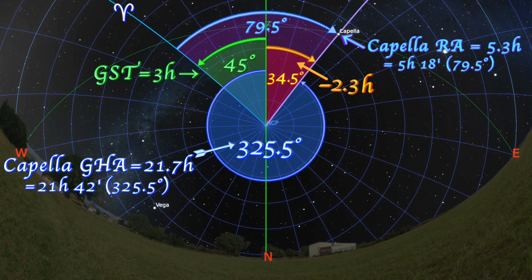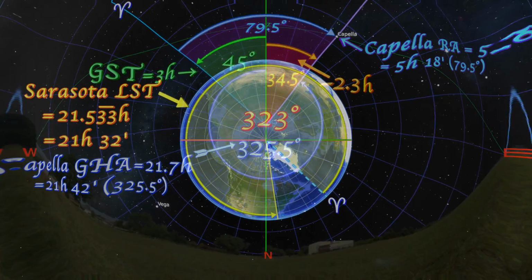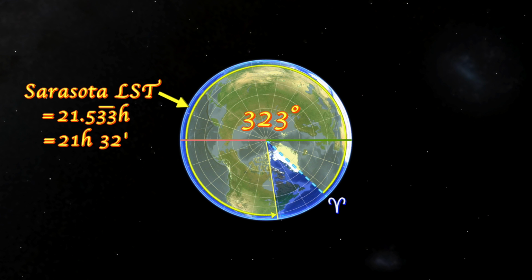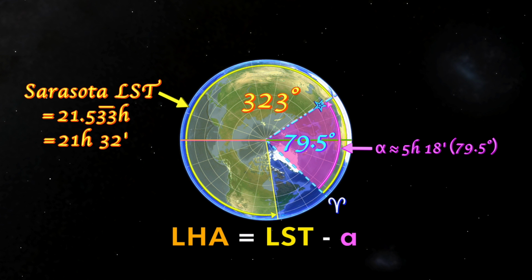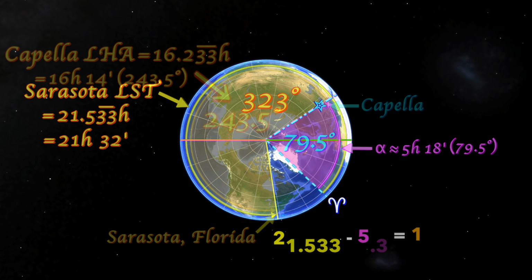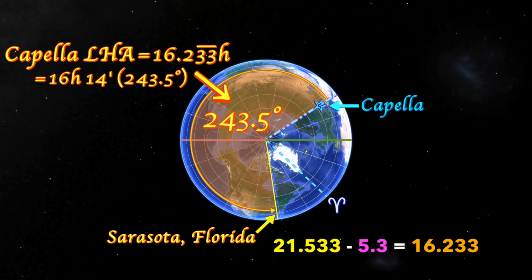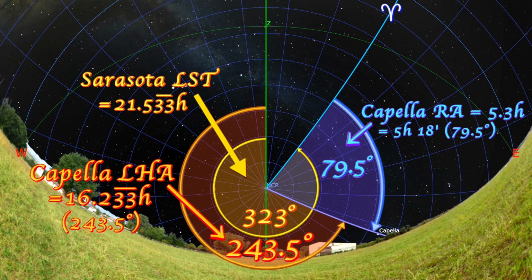We can calculate the local hour angle of Capella as it appears to observers in Sarasota in a similar fashion. Since we know Sarasota's current sidereal time is 21.533 hours based on its longitudinal separation from Greenwich in the GST, we can calculate the local hour angle of Capella as it appears in Sarasota by subtracting Capella's RA coordinate from Sarasota's LST, which results in 21.533 minus 5.3 equals 16.233 hours, or 243.5 degrees. This result can be confirmed by noting the apparent angular offset of Capella from the meridian in the sky viewed from Sarasota.